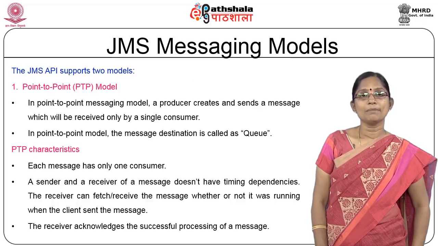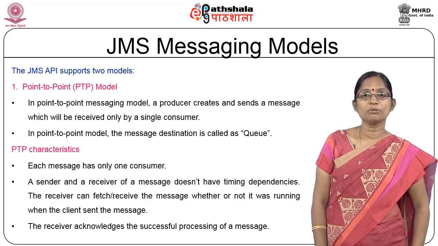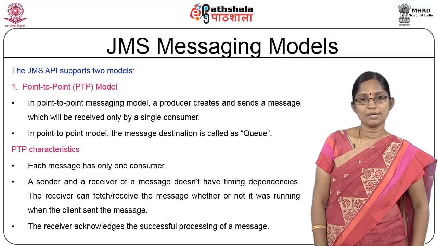Now, let us look through the messaging models of JMS. The JMS API supports two different types of models. The first one is called the point-to-point messaging model, which we call the P2P model. In the point-to-point messaging model, a producer creates and sends a message which will be received only by a single consumer. So, the producer is one party and the consumer is also one party. In the point-to-point model, the message destination is called a queue, because the producer produces and puts the message in the queue and the consumer consumes from the queue.